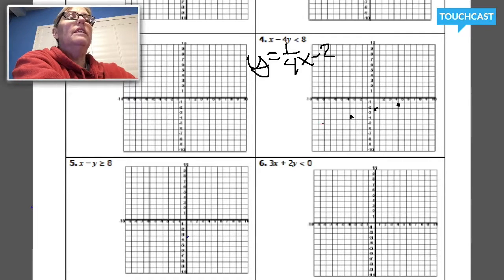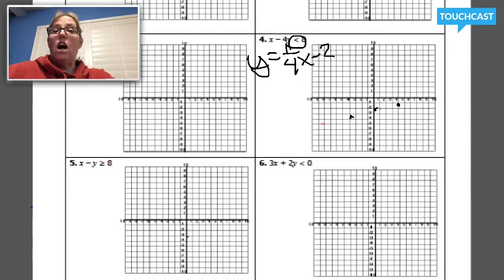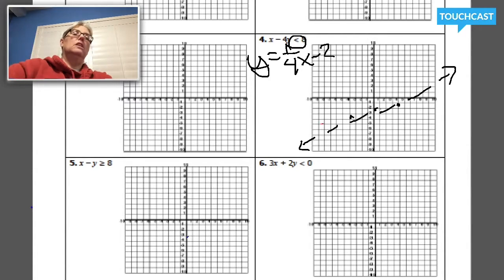And then this one is a dotted line again, or a dash line, because the inequality is just less than. It does not have the equal to part. So when it does not have the equal to part, it is a dotted line. So I'm going to try to dot it much better than the last problem. Just a little better, not much.